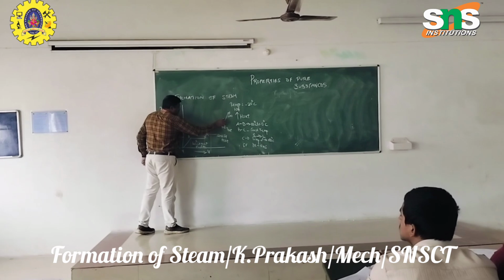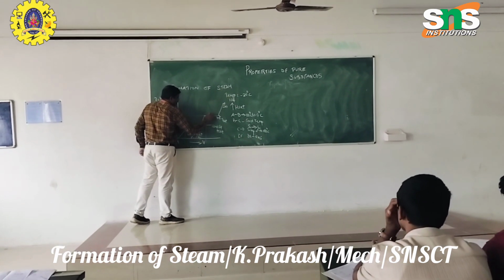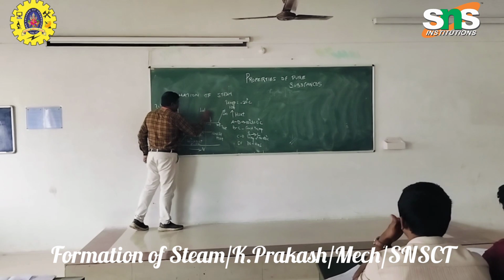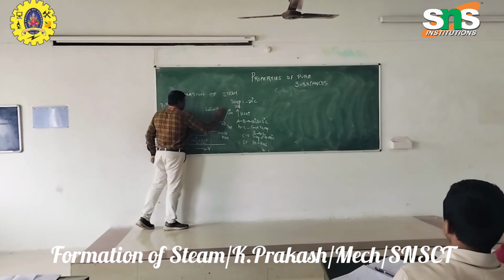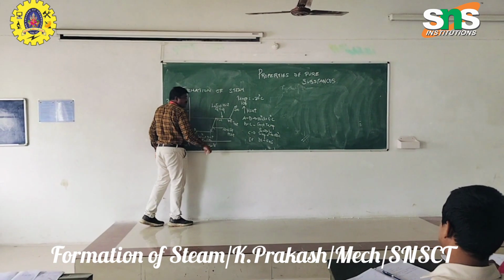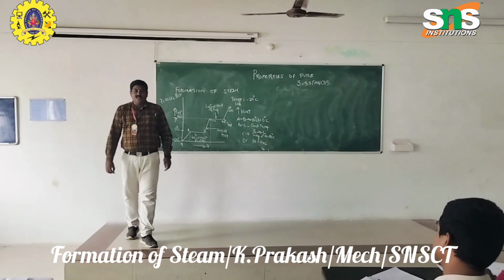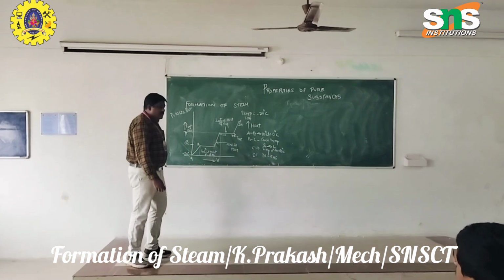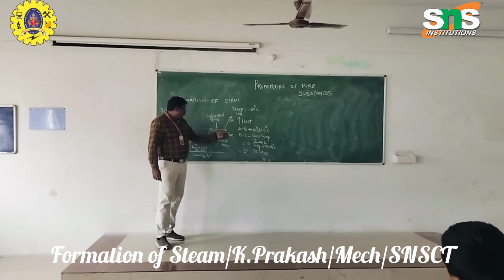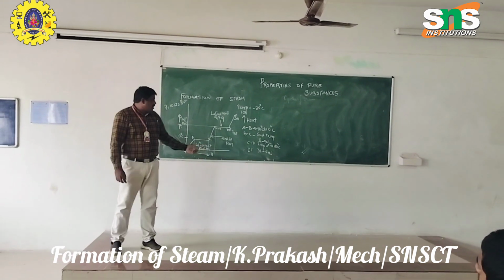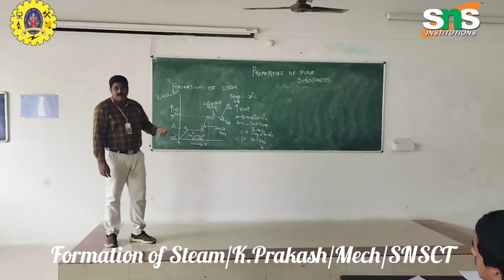And the heat supplied from D to E is called latent heat of evaporation. So these are the three different types of heat we are noticing here. Finally, the heat to F is the degree of superheat. So this is about the formation of steam. Okay, thank you.